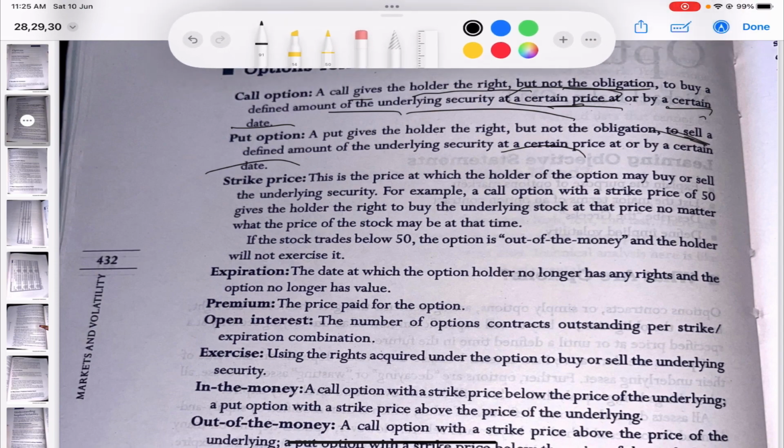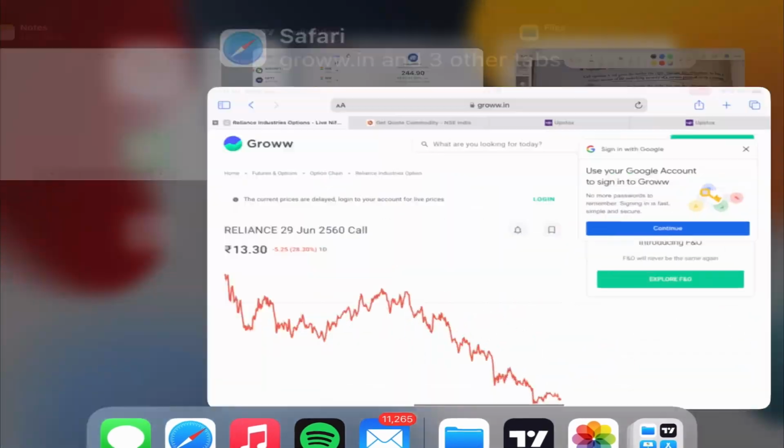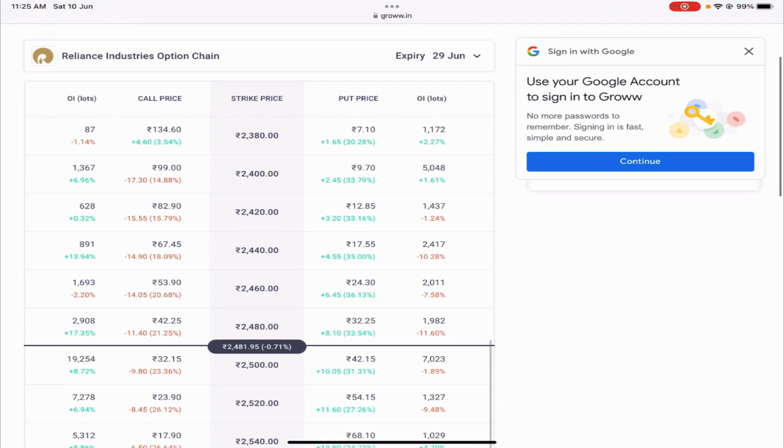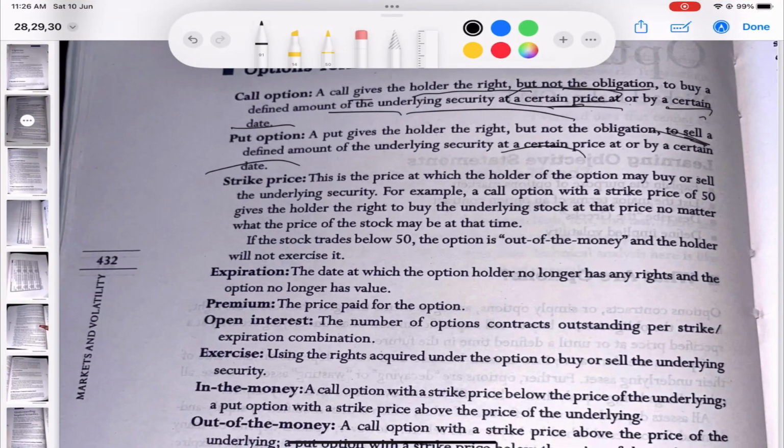Now, what is the strike price? I will show you. If you go to the option chain of anything, look at this. In the middle you are given the strike price. This is my Reliance Industries option chain. You can buy a call option at various strike prices. If I think the price will go up to 2380, I can buy this 134 call option. If I think the price will go up to 2400, I can buy the 99 call option. If I think the price will go down to 2380, I can buy the put of 710 rupees. So these are the various strike prices on which I can trade. That is my strike price.